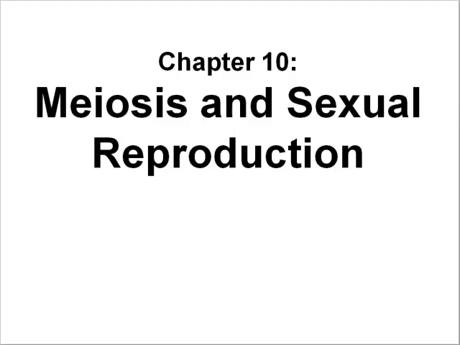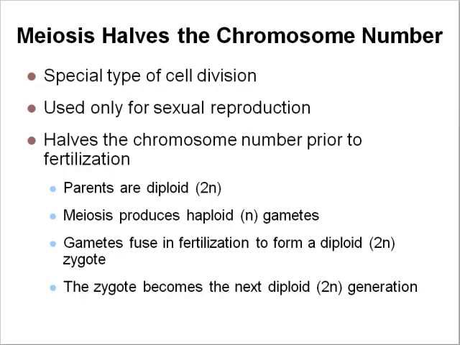So this lecture focuses on meiosis and sexual reproduction. And the basic idea is this: we're going to talk about this cellular process that cuts the chromosome number in half. There is no other use for meiosis besides sexual reproduction.